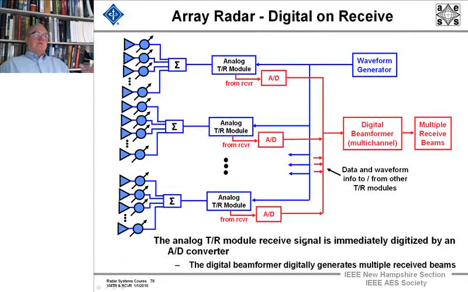Now, what we can have also with an array antenna is we can digitally receive up at the TR module. So what we can do is we can have an analog TR module where, right at the TR module, we can have an A to D converter built in with every TR module.